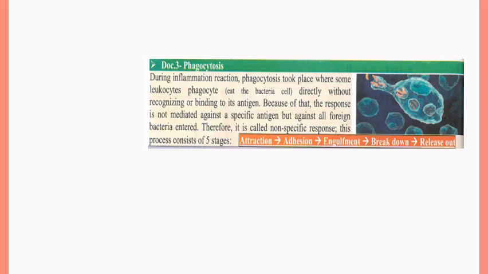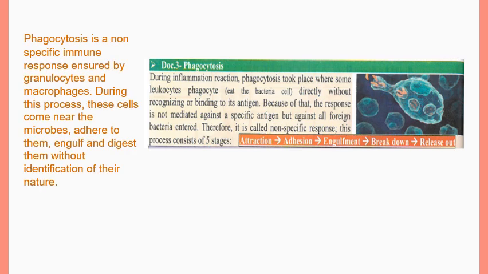What is phagocytosis? Phagocytosis is a non-specific immune response ensured by granulocytes and macrophages. During this process, these cells come near to the microbes, adhere to them, engulf and digest them without identification of their nature, because they can't identify their nature, so it is a non-specific immune response.